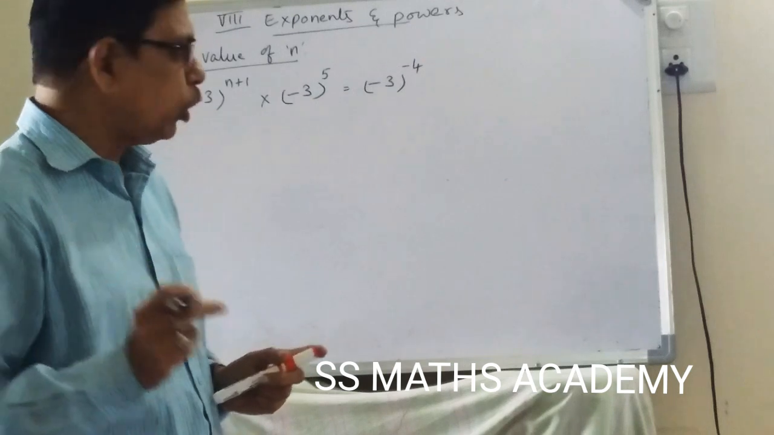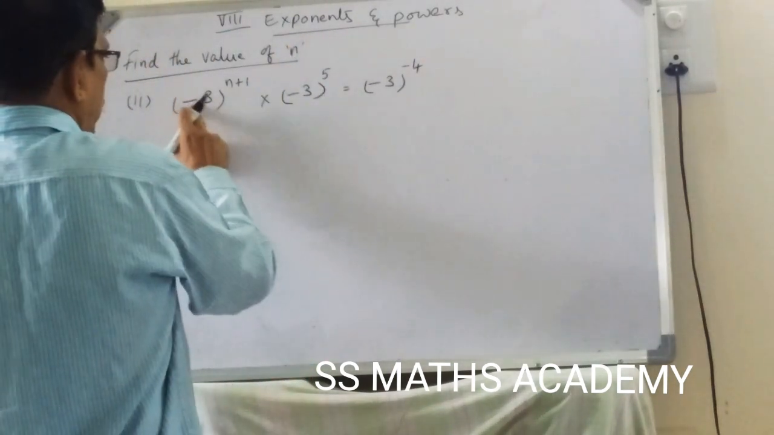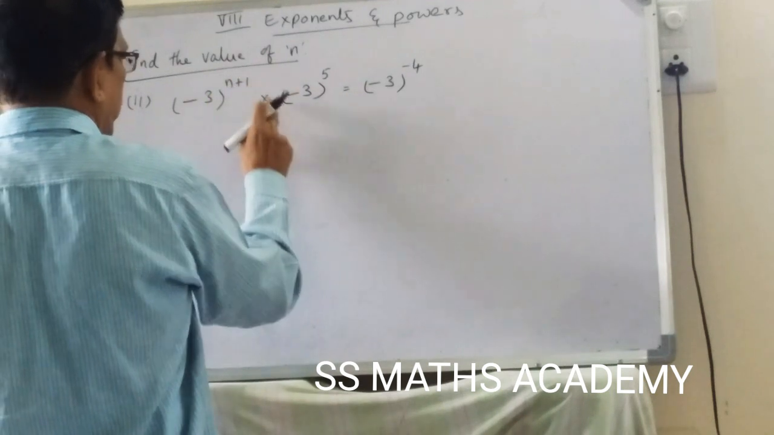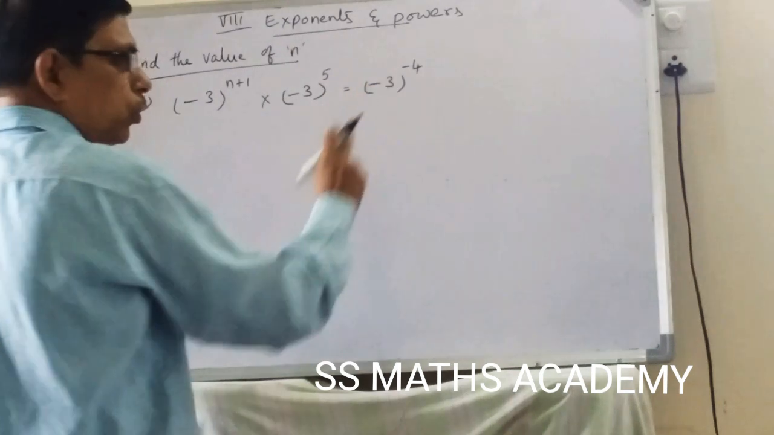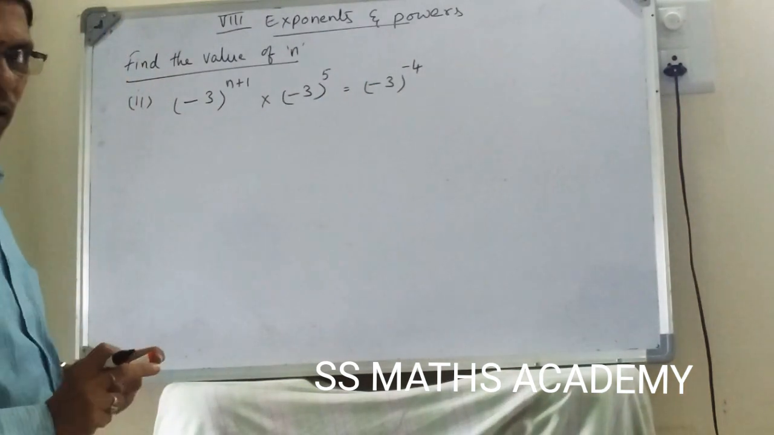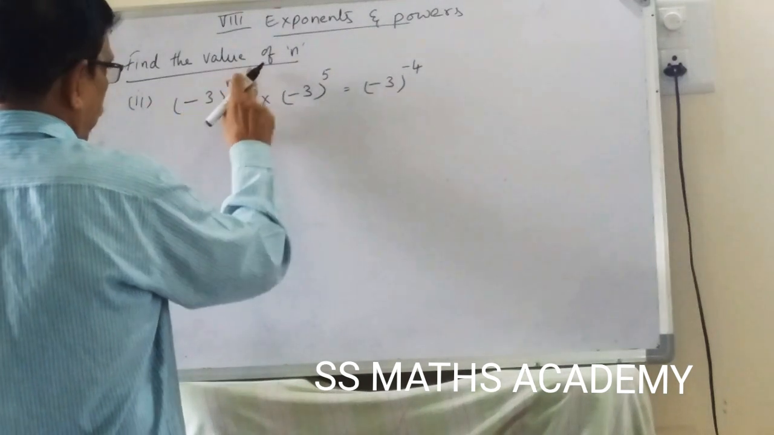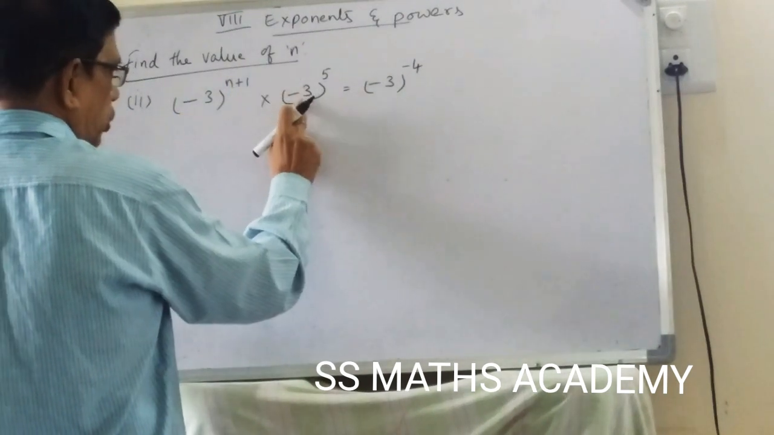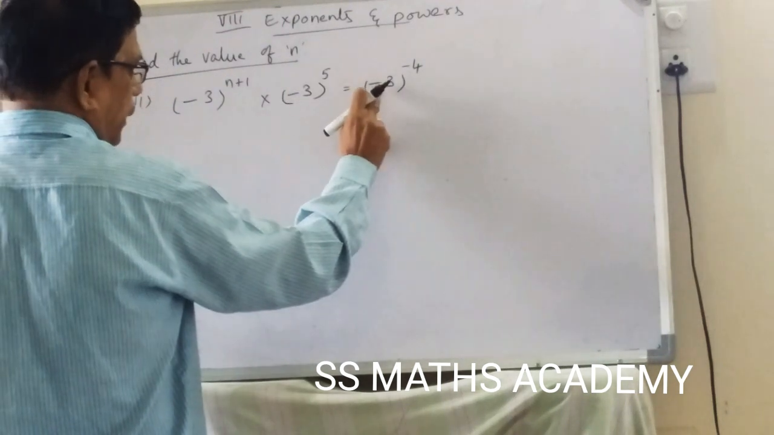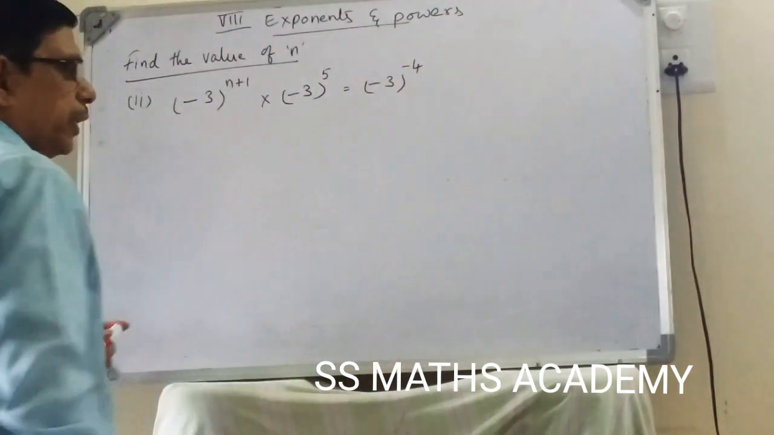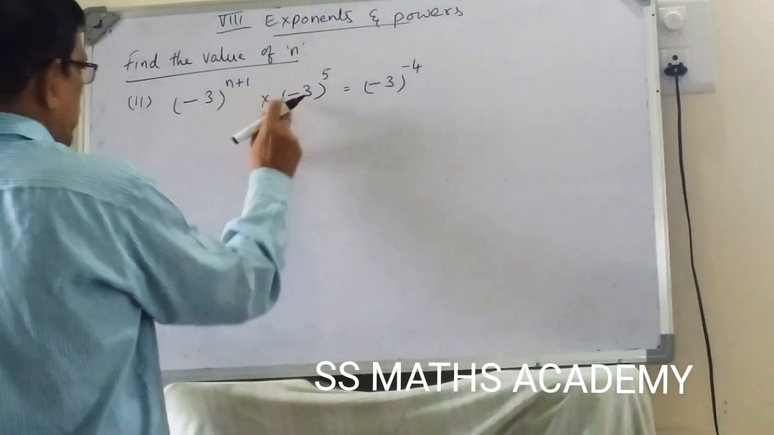Now we see one more problem regarding finding the value of n. (-3)^(n+1) × (-3)^5 = (-3)^(-4). Here what is the base? Minus 3, the power is n plus 1. Here also the base is minus 3, the power is 5. And here the base is minus 3 and the exponent is minus 4. So here the bases are the same.